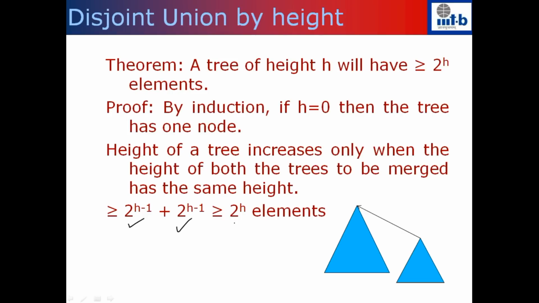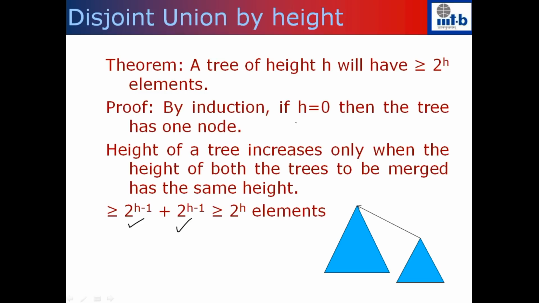When you merge two trees, if the height doesn't change, then before the merge the height was h, so there were already at least 2 to the power h number of elements. After you merge, the number of elements has only increased by some amount, but the height has not changed. So this concludes the proof that a tree with height h will have at least 2 to the power h number of nodes.